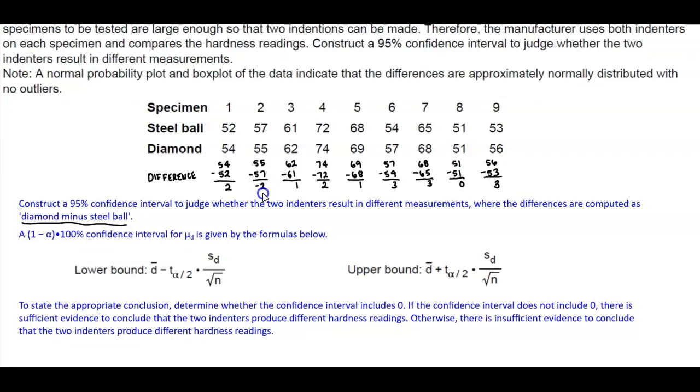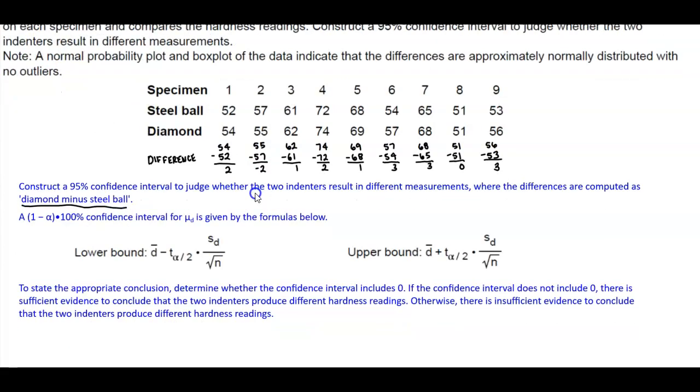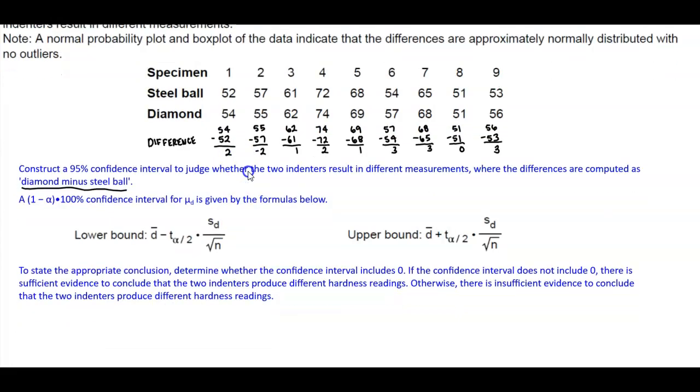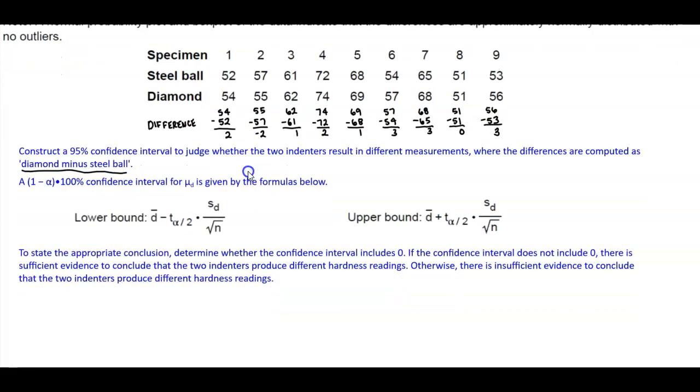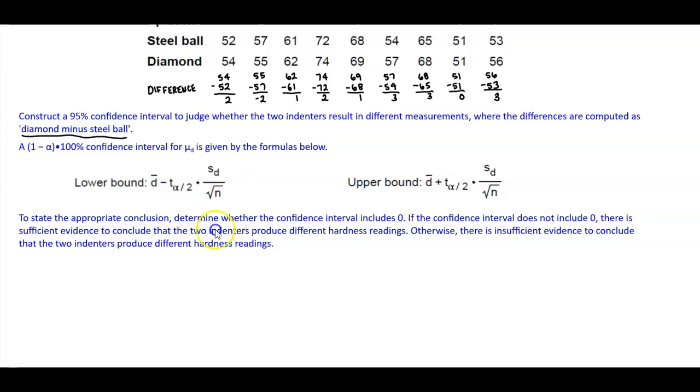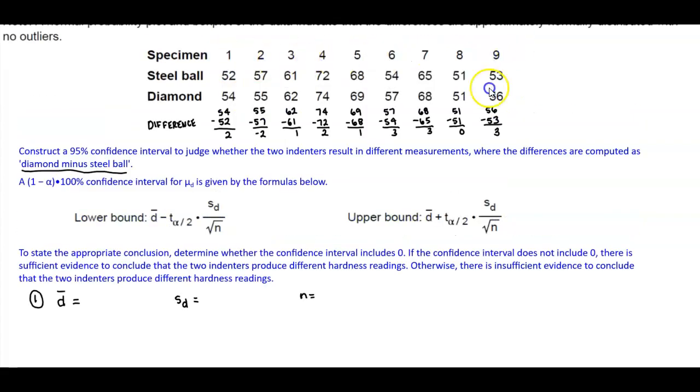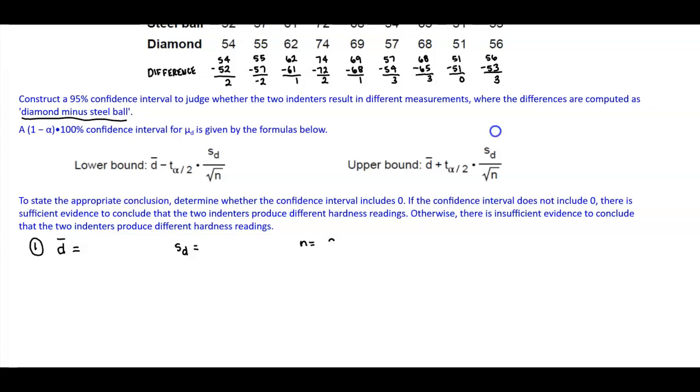And so the differences, we want to then find out what is the mean and what is the standard deviation of those differences. So what we want to do is find the following. So in step 1, we want to find the mean of the differences. We want to find the standard deviation of the differences. We also want to know what the sample size is. Well, the sample size is given up here because we have 9 samples. So we know n is equal to 9.